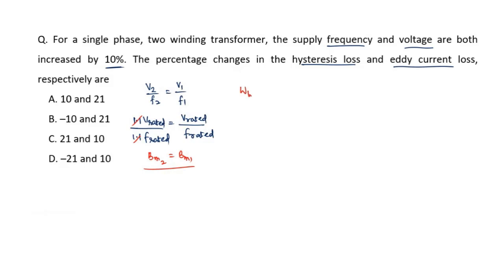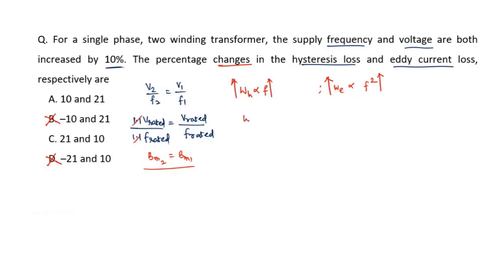So I can write hysteresis loss proportional to frequency and eddy current loss proportional to frequency square. As the frequency is increasing, definitely hysteresis loss will increase. As the frequency increases, eddy current loss also increases. There is no question of getting a negative value. Negative means decrease, because he's asking the percentage change. So it definitely won't decrease, it will increase.